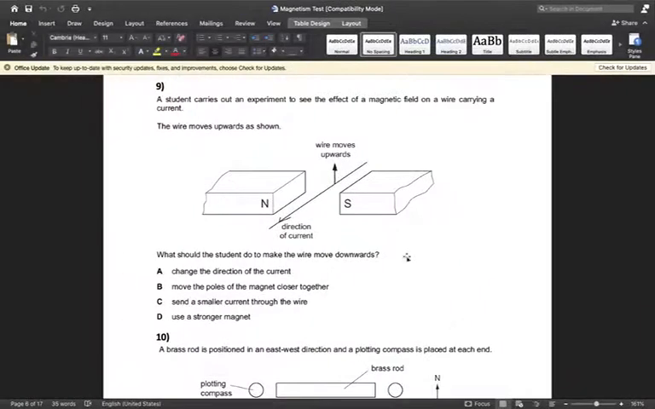A. Reversing the direction of the current would reverse the direction of the force. Okay? And this is using Fleming's left hand rule. Okay? It's all about reversing things. If they said reverse the poles of the magnet, it would also reverse the direction of the force. But using a stronger magnet would simply create a stronger force. So the answer is A, Nujud.